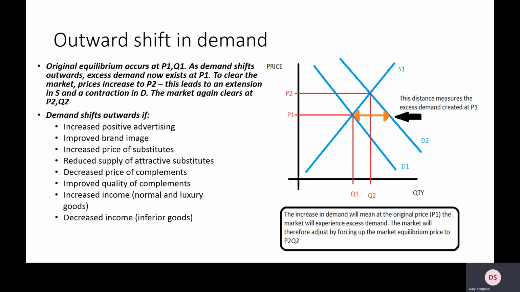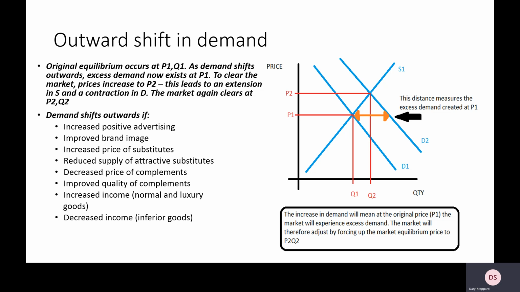Now, we should be comfortable with what makes a demand curve move outwards. It could be a business improving their advertising so people view their products more favourably. It could be they've improved their brand image, which means that more people naturally want to buy that particular product. It could be that substitutes have become more expensive, so more people buy this one. It could be that complements have become cheaper, so people demand more of those, and they naturally demand more of this one. It could be that people are earning more money, which means they can buy more of this, which could be a normal good.